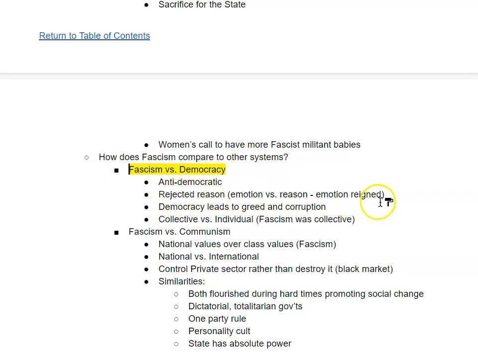Fascism rejects reason. In theory, a democracy promotes a lot of reason. The idea of public education is very popular in democracy because you need educated citizens. Fascism is very emotional. It's about the passion, about action, and not about a careful, reasoned attitude. They argue that democracy leads to greed, leads to corruption, and democracy has a perverse focus on the individual versus the collective. Fascism, like communism, has a focus on the collective, the group.